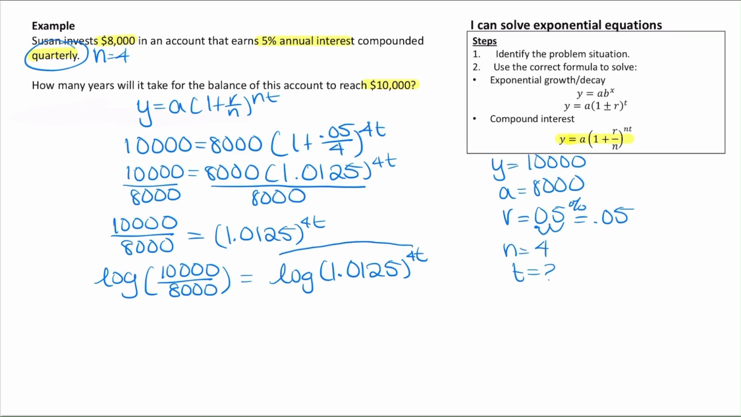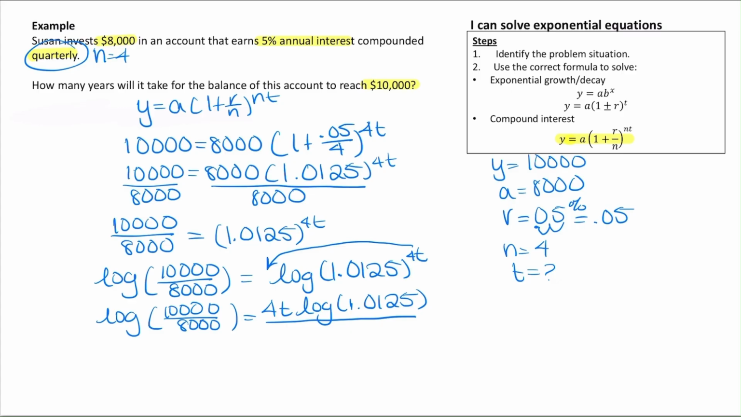So now we go ahead and bring the exponent down in front using the power property. So we have the log of 10,000 over 8,000 equals 4t times the log of 1.0125, okay? So now we need to isolate everything except the value of t. So we're just going to go ahead and divide by 4, and we're also going to divide by the log of 1.0125, right? That way we can do it all in just one step. So I have to do the same thing on the left side. So I'm going to divide by 4 log 1.0125. And now you can see here I've isolated t.